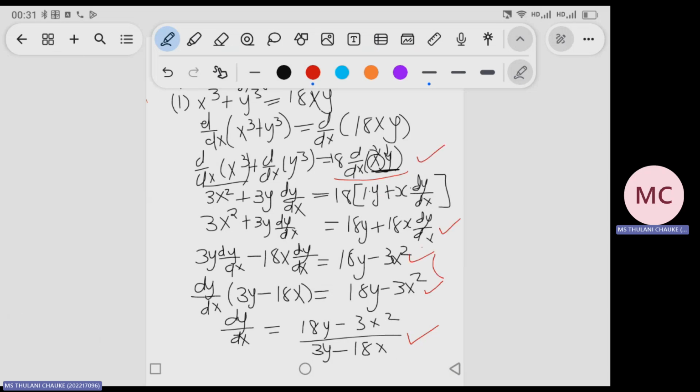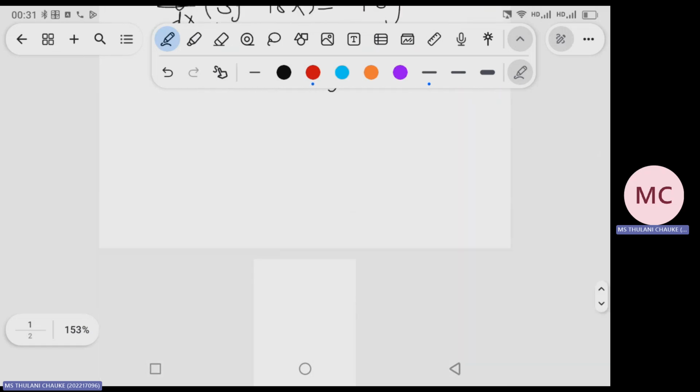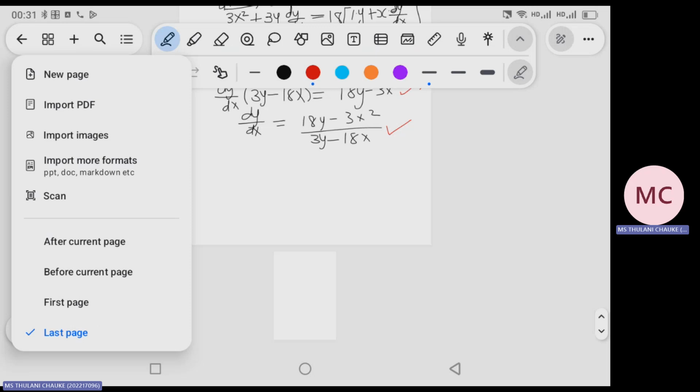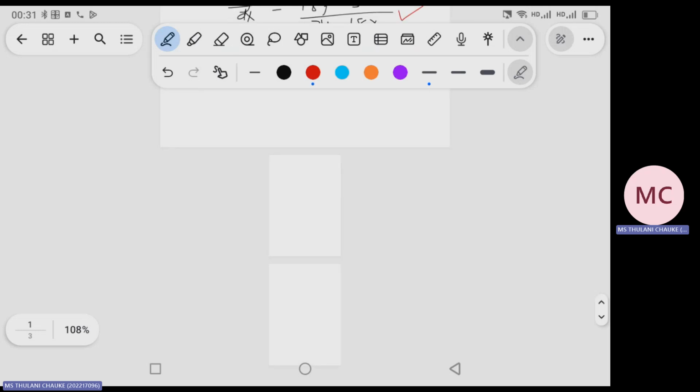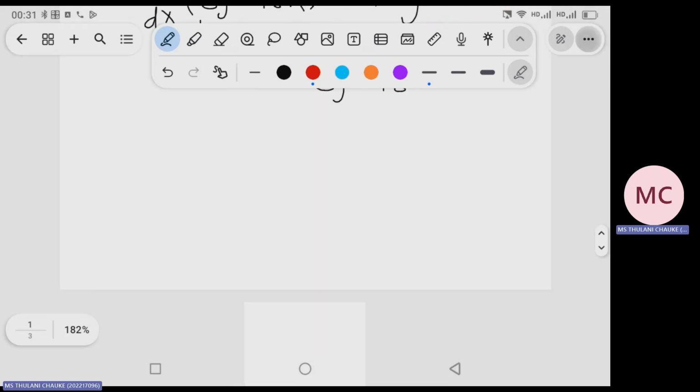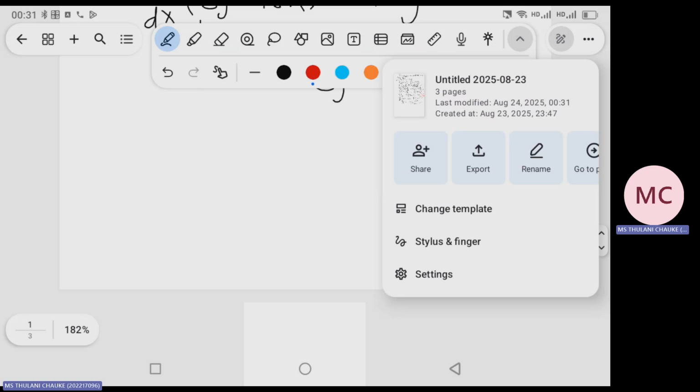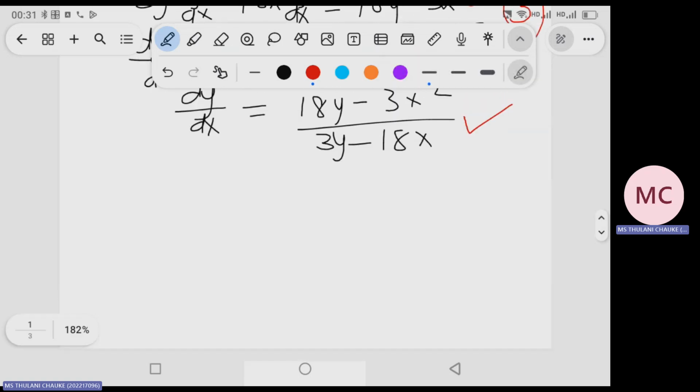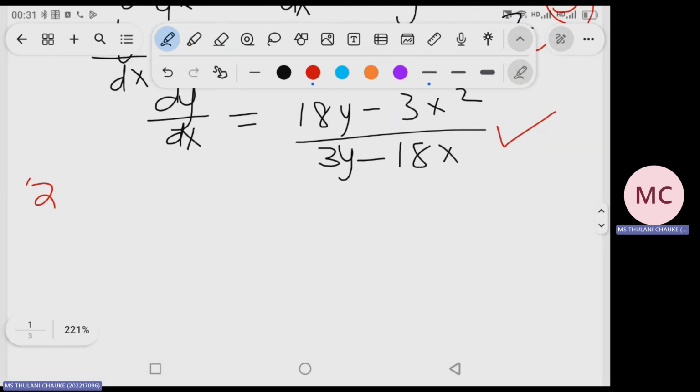Usually this has got 5 marks, right? Then we go to the next one. Okay, it means when I add a page, I'll have to increase this as well. Okay, it's fine, I'll increase it. Then we'll go to number 2.